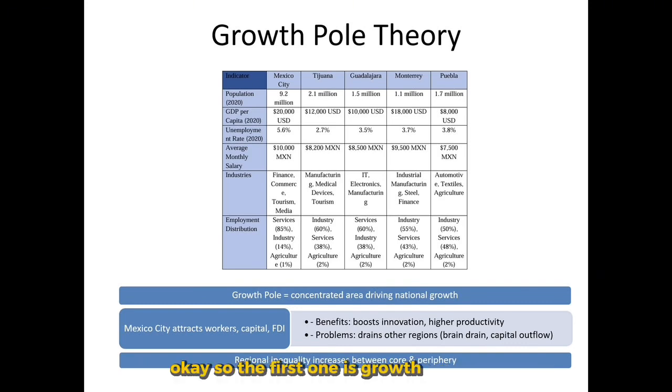Okay, so the first one is growth pole theory. What is growth pole theory actually? The economist François Perroux said that economic growth doesn't happen everywhere at once. It starts in a few strong places, called growth poles, usually a big city or strong industry, and then spreads to other areas. Mexico City is the capital and biggest economic center in Mexico. With over 21 million people in the metro area, it produces nearly 15% of the country's total GDP, about 212 billion USD in 2022. It is the richest and most important city for business, government, and finance.